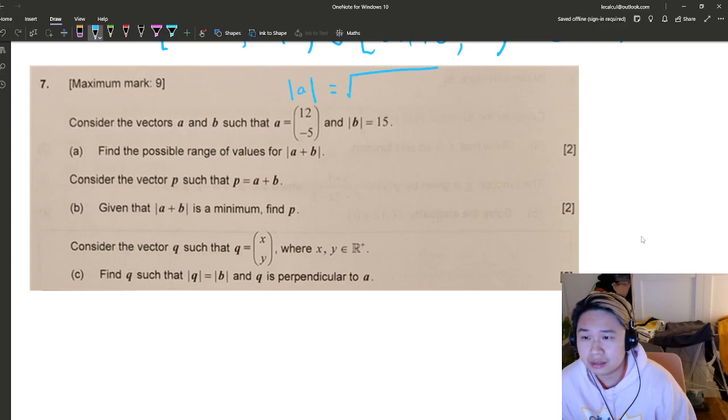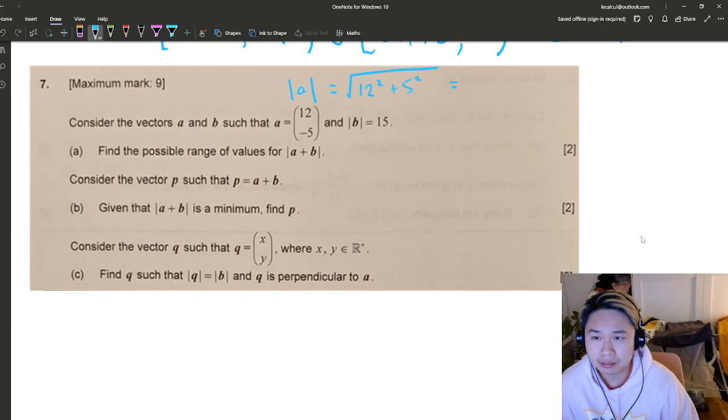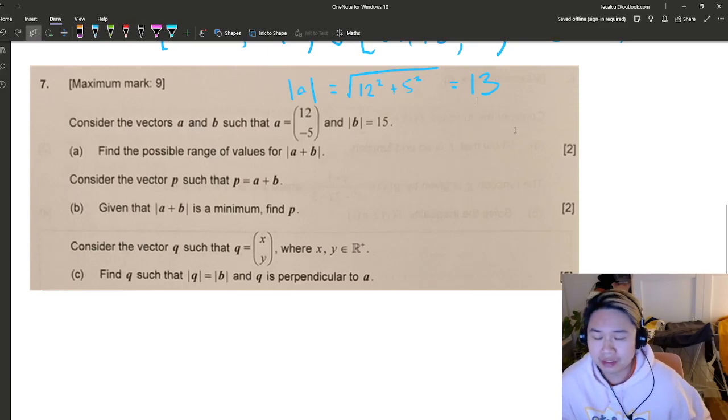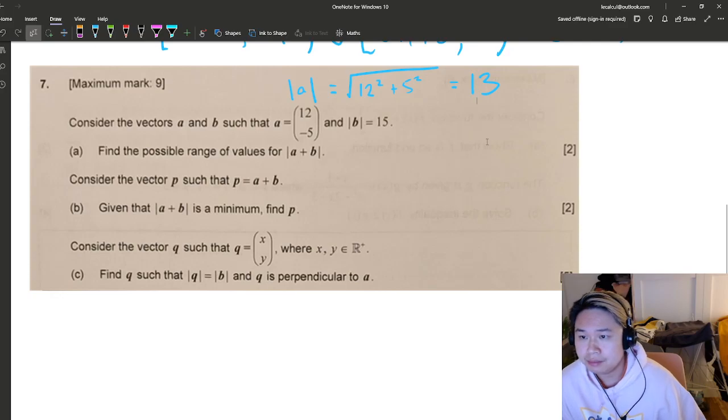So this is going to be 12 squared plus 5 squared, more or less. Which, for those of you that don't know, these are actually Pythagorean triples. And it's going to be 13. 5, 12, and 13. Like 3, 4, and 5 are Pythagorean triples.